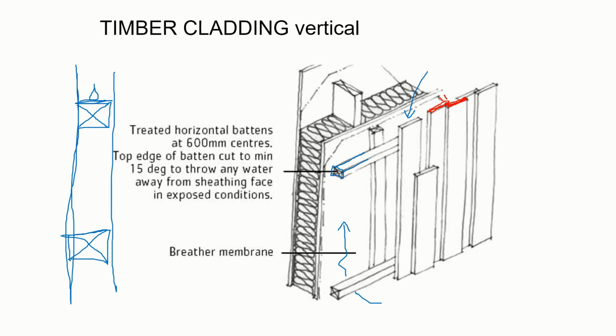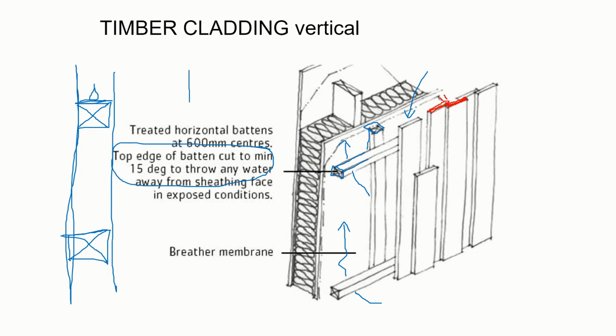So what we do is we put an additional layer of battens at the back here, so that there's a clear space behind those front battens to get moisture down. The other thing is that we usually cut the top edge of the batten to make sure that it throws water away from the face of the wall.